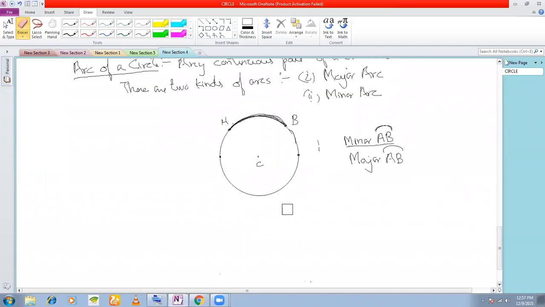Fine. Major, minor arc, if the definition is clear. Now we come to two special arcs. The two special arcs are, first is a semicircle, and the other is the circumference.